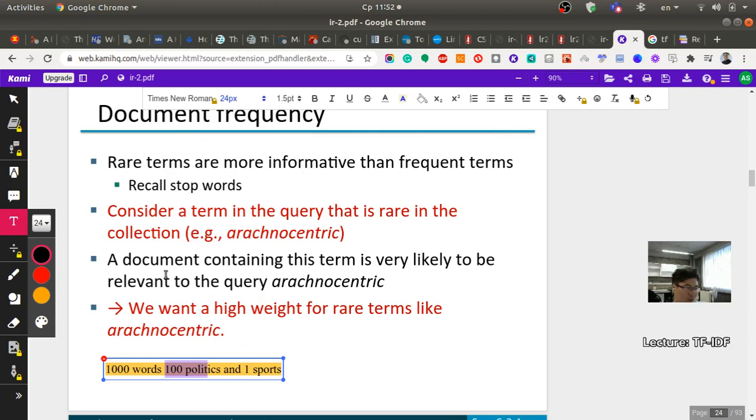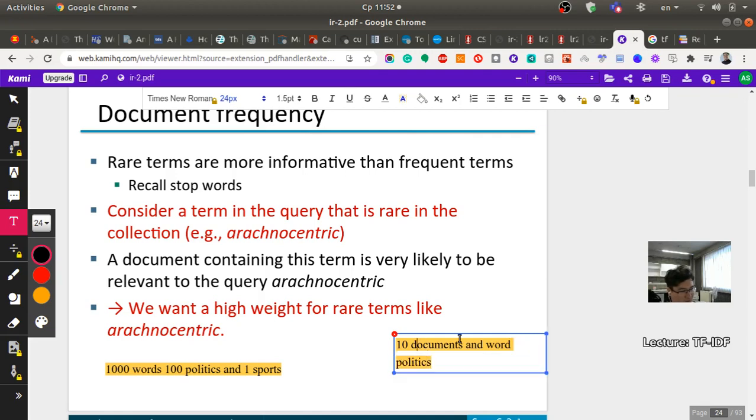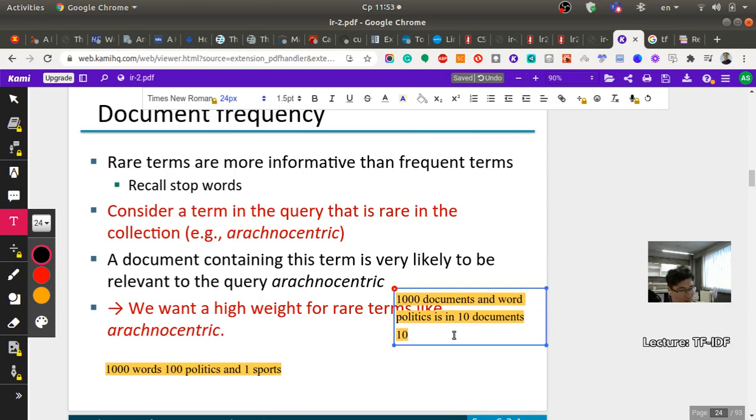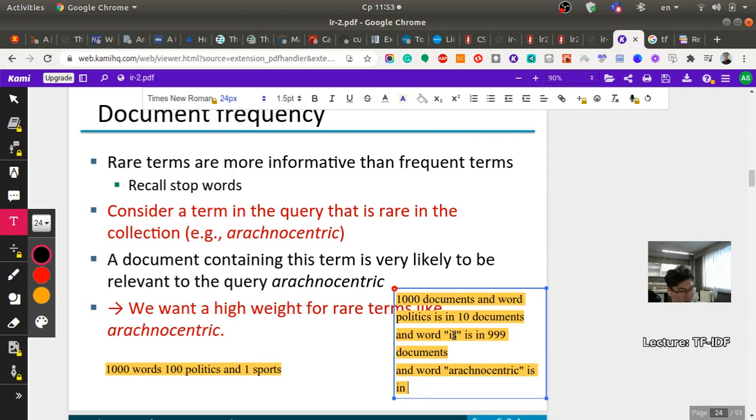Whilst document frequency means that we have 10 documents, okay, thousands of documents, and the word politics is met in 10 documents, and vice versa, for example, the word "is" is in 999 documents, and for example the word arachnocentric is in 2 documents.